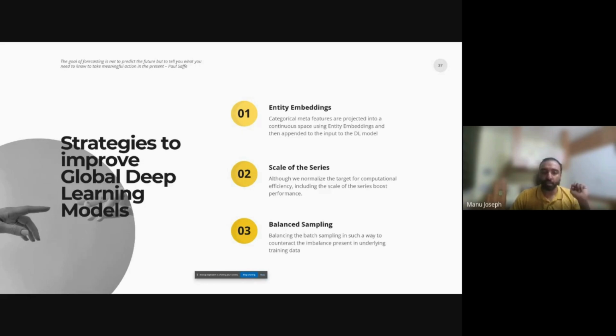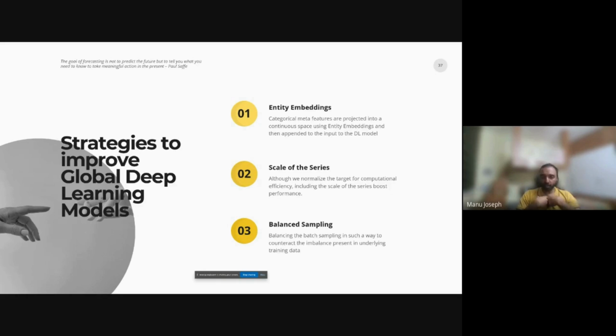And the last one is around balanced sampling, right? In deep learning, we train a model not by using the entire data set in one stretch. We take batches of the data and train the model on each batch, and then we cycle over the entire data set. Right? So suppose you have a few time series which are large, with a lot of data or a lot of history, and few time series which are small. If you just look at the proportion of these time series, the large time series would have a large representation in the sample space, and the small ones would not have much.